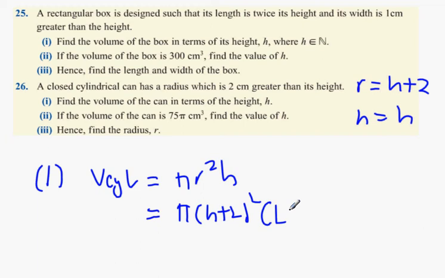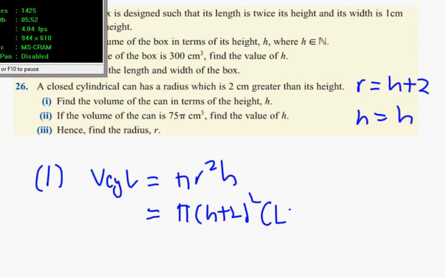Okay. I get the charger. Yeah, I know. It's good.